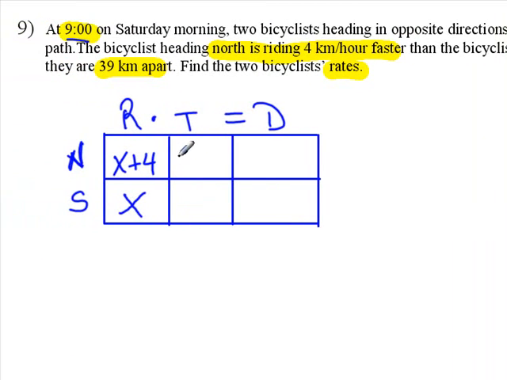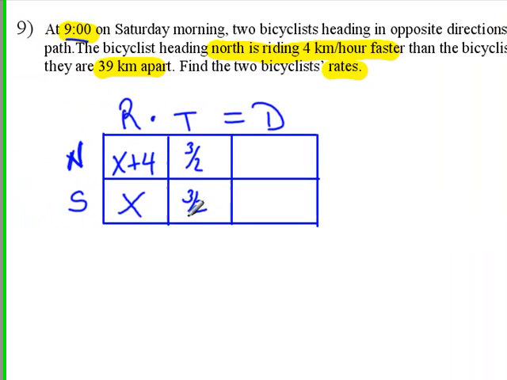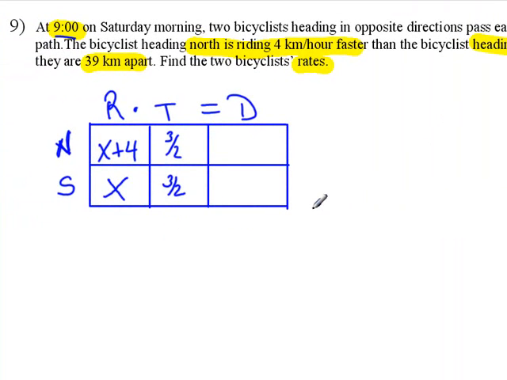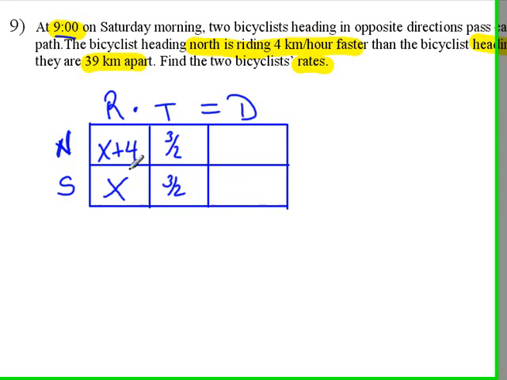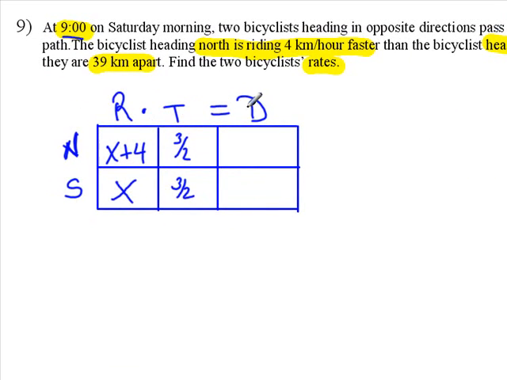I can use 1.5. I can use 1 1/2, that mixed number. Or I'm going to choose to use 3/2 because I just think it's easier to calculate with it. If you want to use 1.5 and use your calculator more in the calculation, that's fine. I'm just choosing to use 3/2. And then I know that rate times time equals distance.